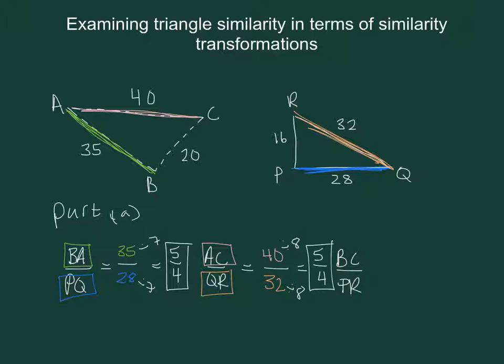Finally, let's hit the last set here. And so we're going to have BC. So here's BC right there. So that's 20 over PR right here, which is 16. And 20 and 16 are both divisible by 4 as the greatest common factor. And so I get 5 over 4 again.